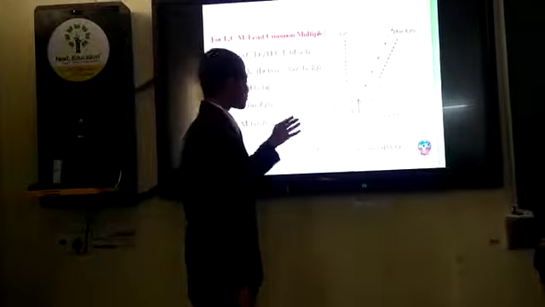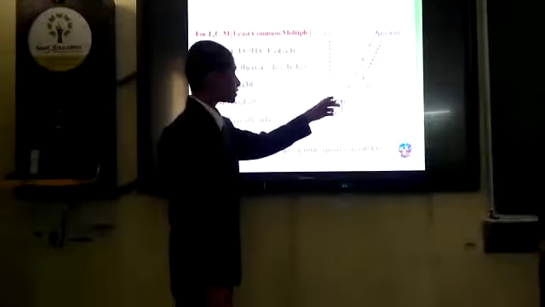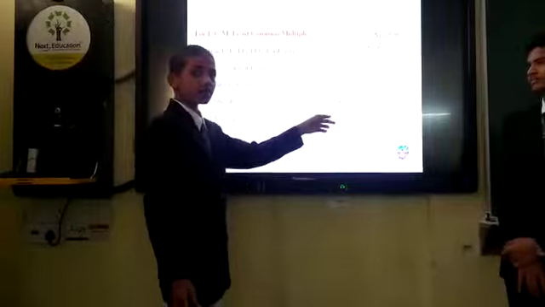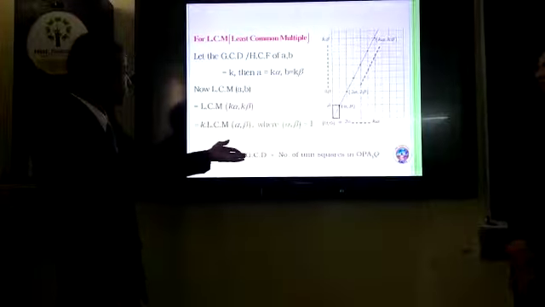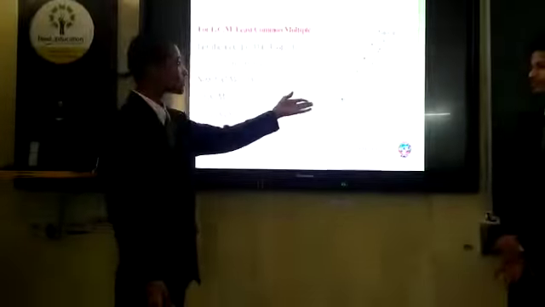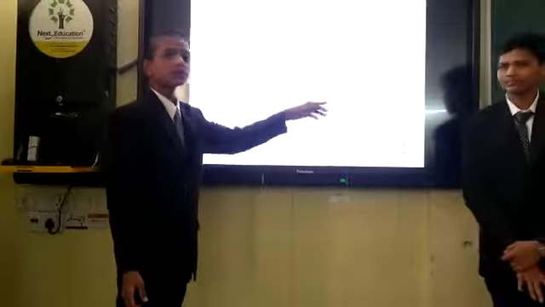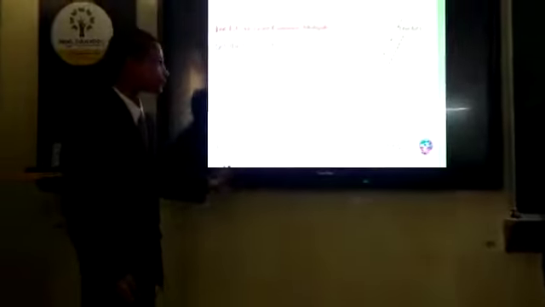And alpha beta is the number of square units present in this rectangle. So LCM of a comma b is equal to GCD of a comma b into the number of square units present in this rectangle. This is what my friend has explained to you. Thank you.